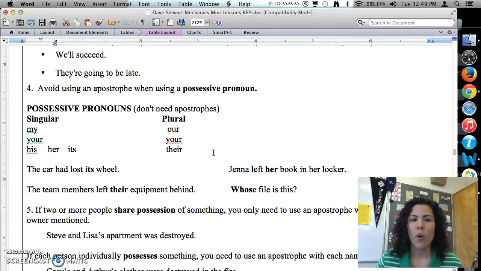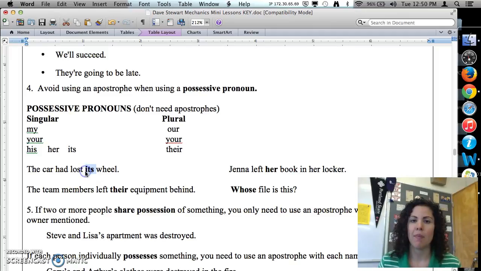We also want to avoid using an apostrophe when using a possessive pronoun. Possessive pronouns don't need apostrophes. Possessive pronouns are pronouns that obviously show possession. So here we have my, right, my car, or your hat, his, her, its. Those are all singular. Plural are our, your, their. So here we have the car lost its wheel. The wheel belongs to the car. We do not need an apostrophe.